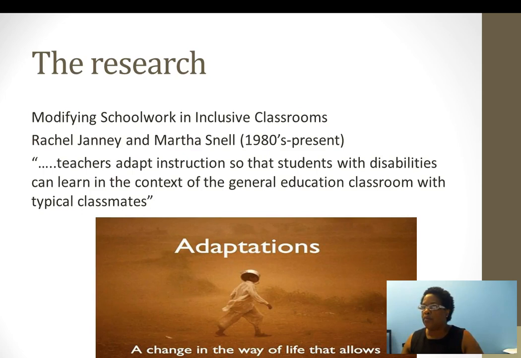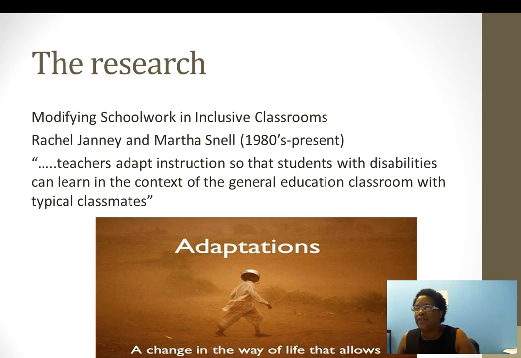So Janney and Snell, from the 1980s to the present, who are two well-known, respected researchers who have been doing special education for a very long time, did a book and series of books that have been revised called Modifying Schoolwork in Inclusive Classrooms.